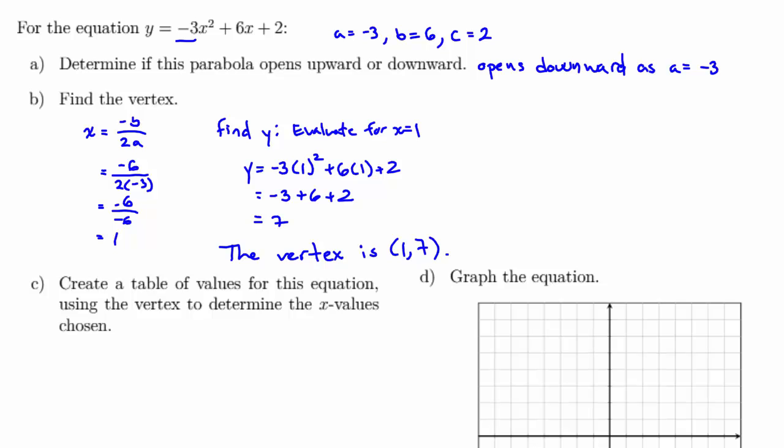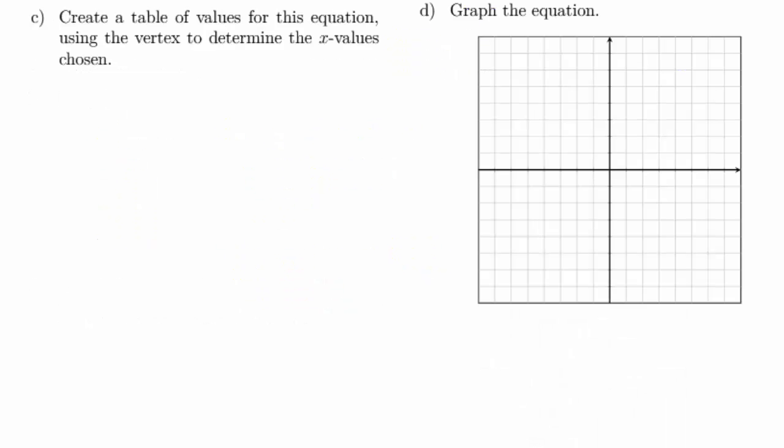We'll now use this vertex to create a table of values. So remember that our equation is y equal to negative 3x squared plus 6x plus 2. And when we create this table of values, we're going to use that vertex so that that is where our center is and we can find points on either side. So I'll make a quick table. And I'll have x and I'll have y. And I know that the vertex occurs at 1, 7.